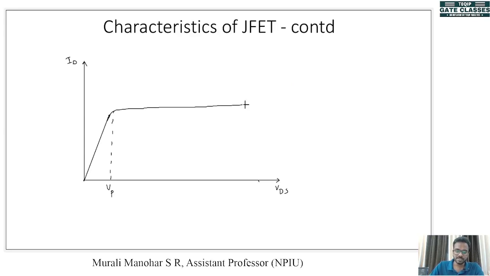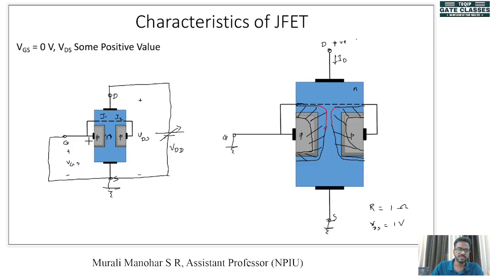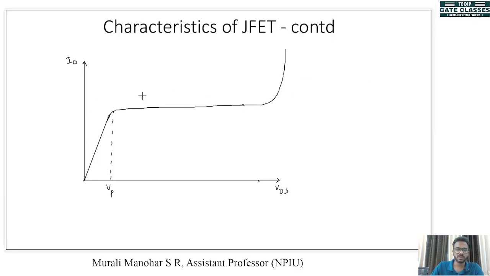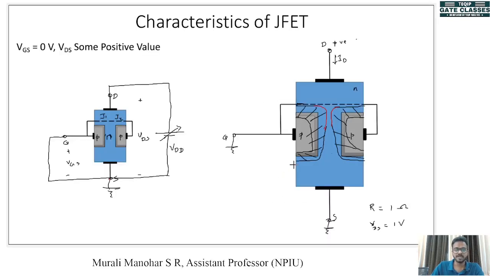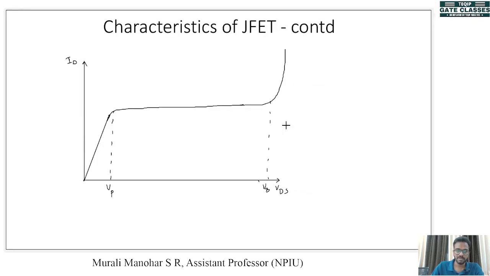If we increase VDS beyond a limit, what happens? Breakdown occurs in both these junctions and therefore we will lose control of this JFET. So this is the breakdown voltage. Since VDS is a reverse bias to the junction, a breakdown occurs. Now this current is called IDSS, or the saturation drain source current. And the voltage at which this current starts flowing is called the pinch-off voltage. And this is the characteristics for VGS equal to 0.